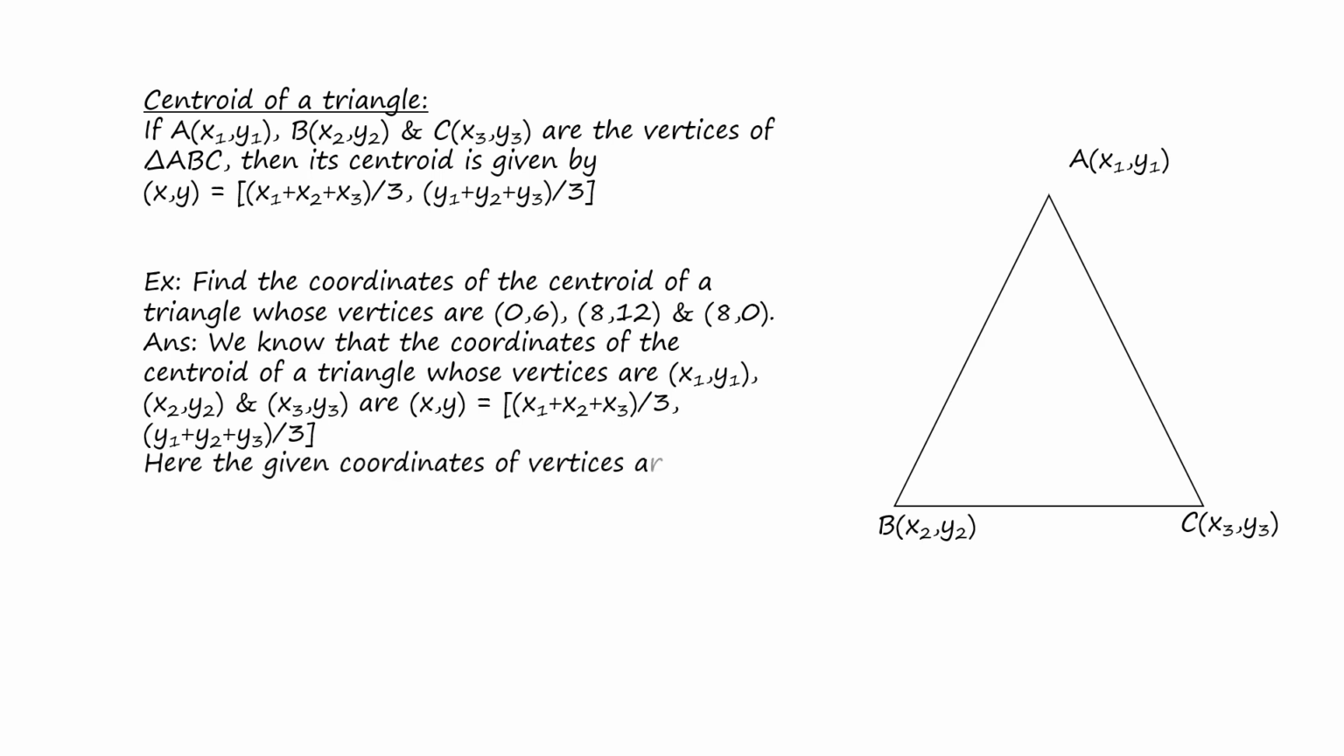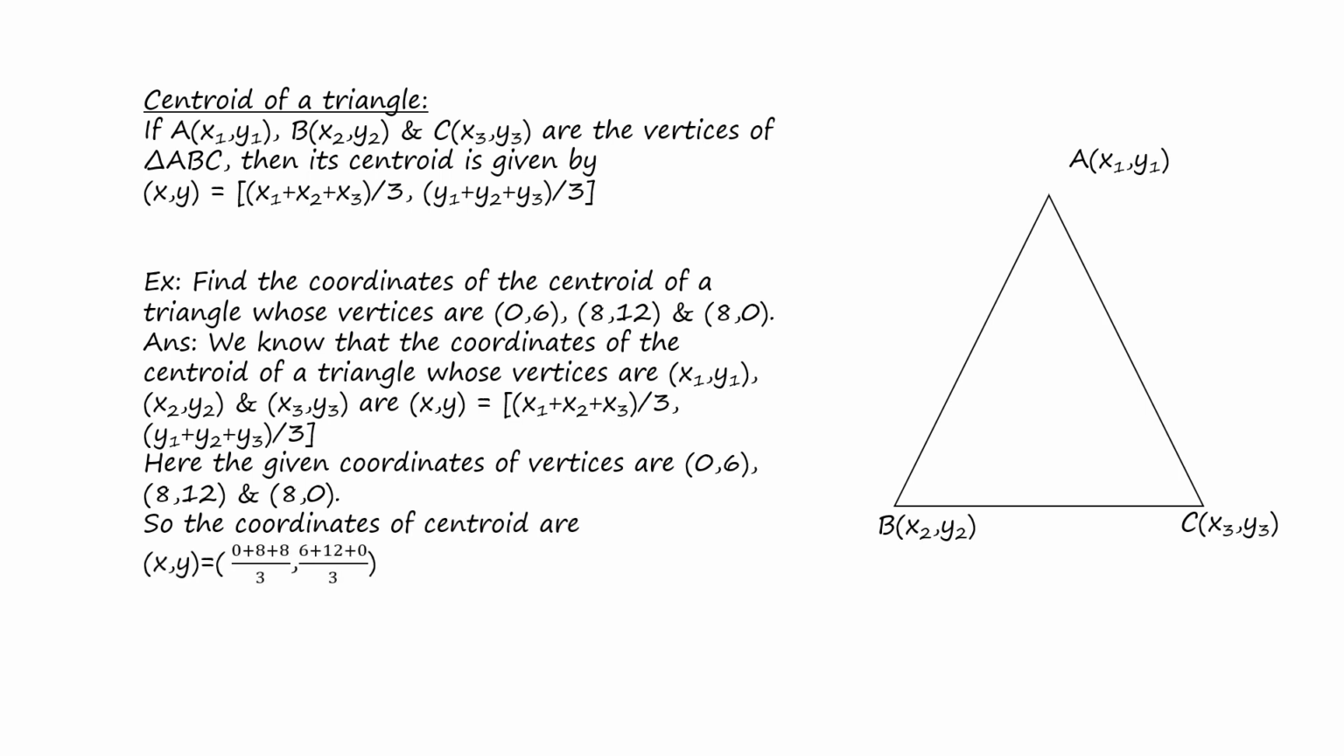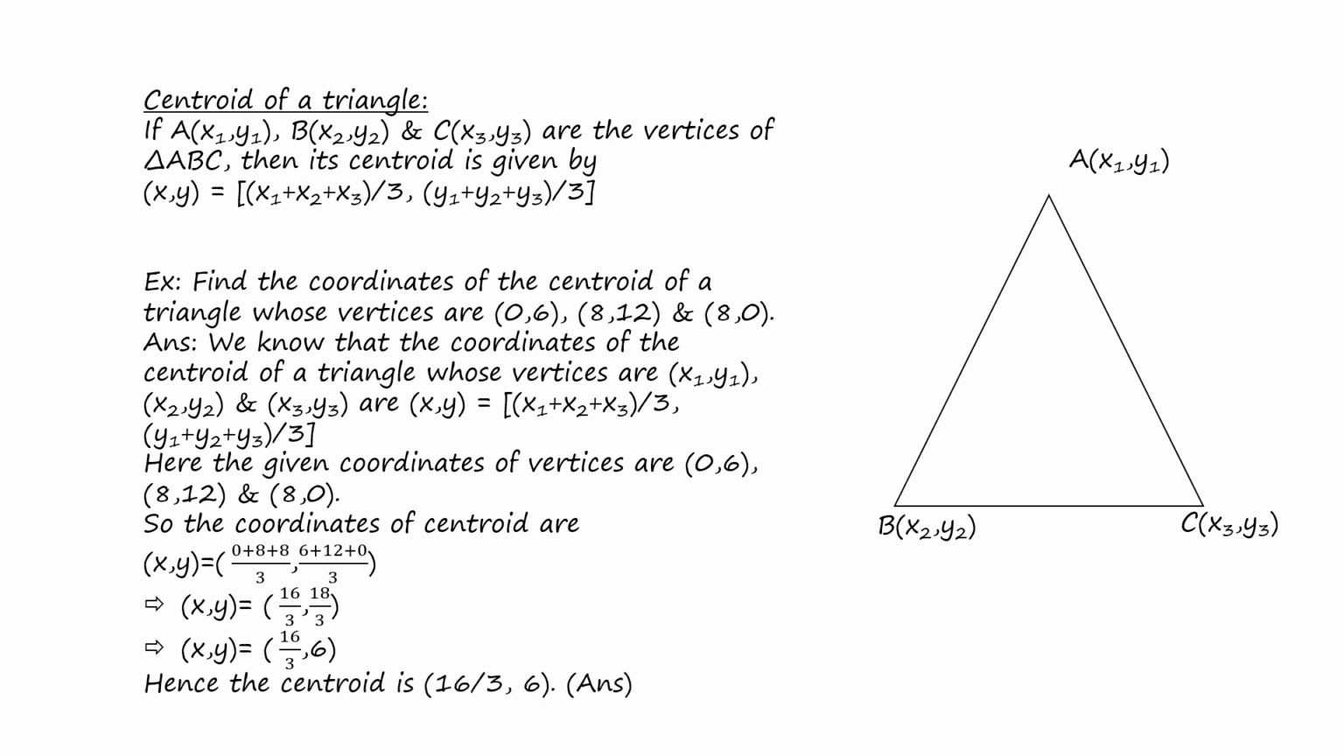So here the given coordinates of the vertices are (0, 6), (8, 12) and (8, 0). So the coordinates of the centroid can be given as (x, y) equals ((0 + 8 + 8) divided by 3, (6 + 12 + 0) divided by 3), or it is nothing but (16/3, 18/3), which is nothing but (16/3, 6). Hence the centroid is (16/3, 6). This is the answer.